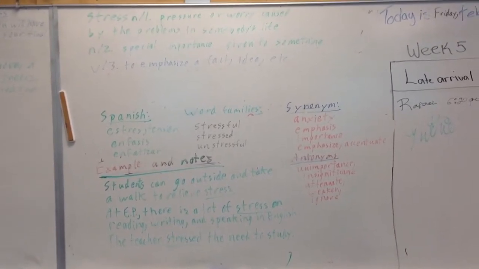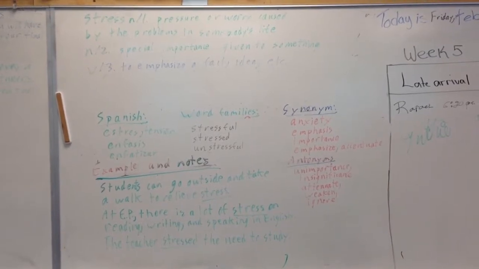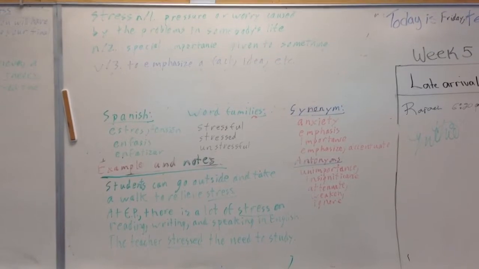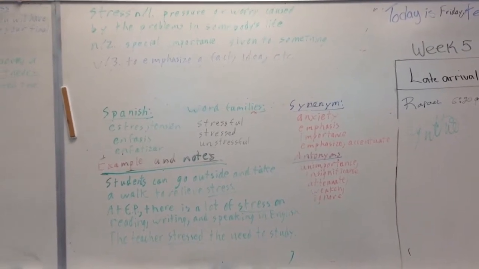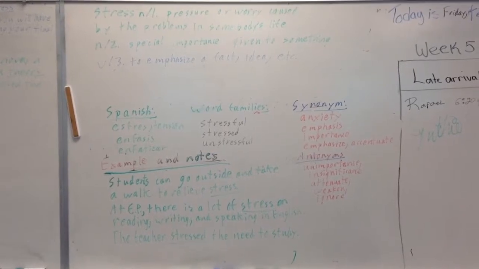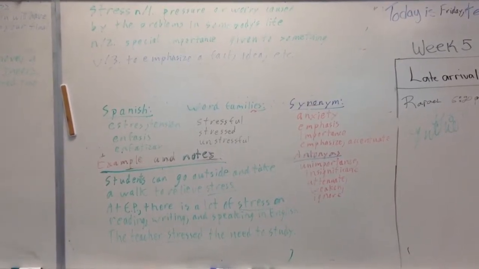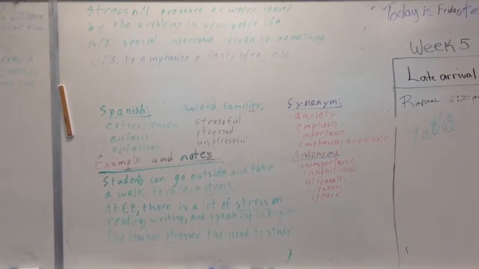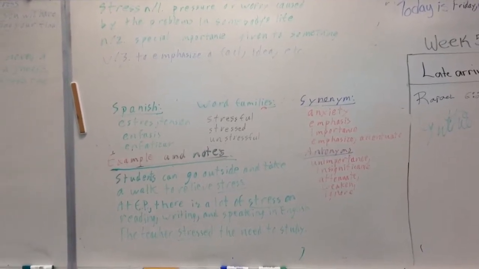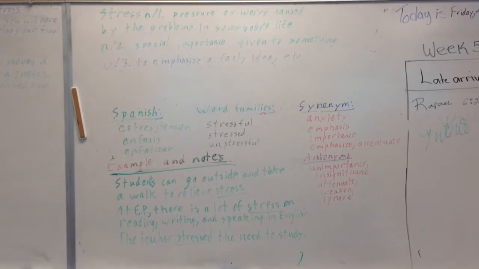Second definition is the second sentence that starts with at EP. At EP, there is a lot of stress. That's a lot of importance. A lot of emphasis. We really care about it. That's why, for example, you have 2 periods of English, where a lot of schools only have 1 period of English in high school, because we want to put stress, emphasis on reading, writing, and speaking in English. Those are important skills, especially for language learners, which many of you are.